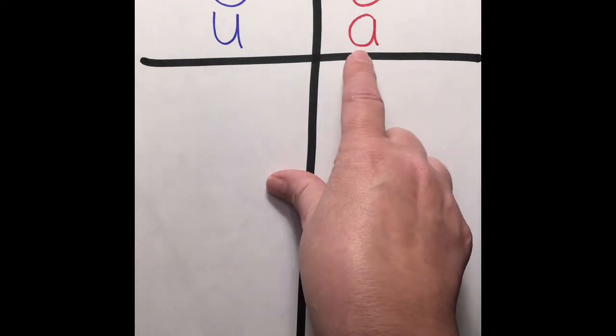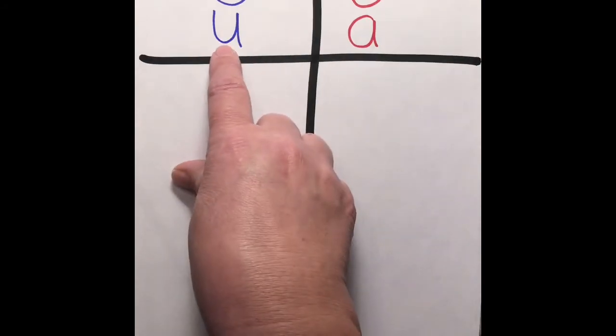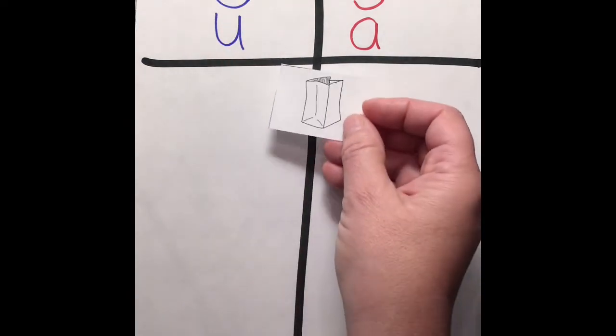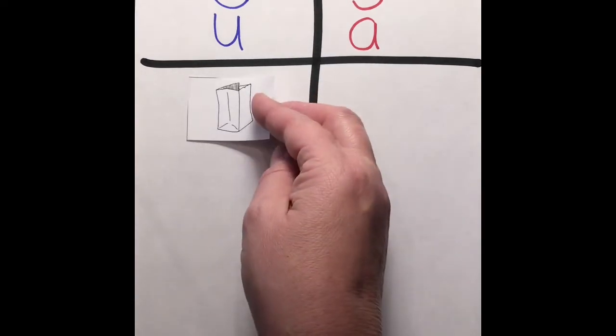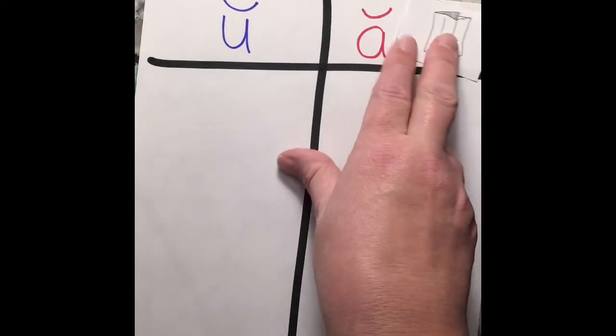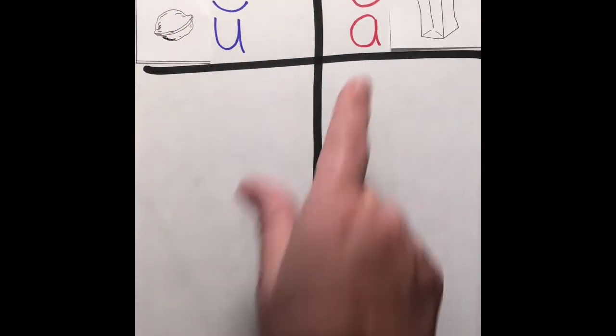Okay, class, this is A. Say that sound, please. And this is U. Say that sound, please. You know that sound. The first picture I have is a bag. Does bag have A or U? So we'll put it right up here to help us remember this sound. And on this side we have the U sound, like in nut. A nut. So I'll put that picture to help us remember the sound.